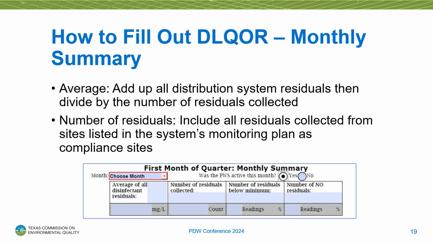So we have the monthly summary. These are the first few boxes on there. You're going to, of course, choose your month, and then you're going to average all of your residuals that you had for that month, and then you're going to add them all together, divide by the number that you took. That's going to be your average. The next little square is the number of residuals collected. So again, how many residuals did you take that month? Was it 7? Was it 31?